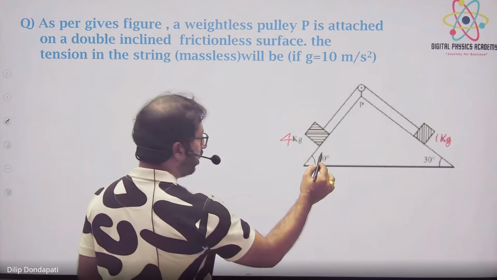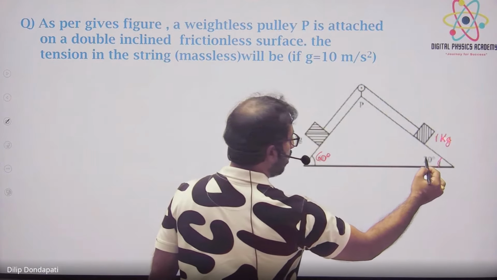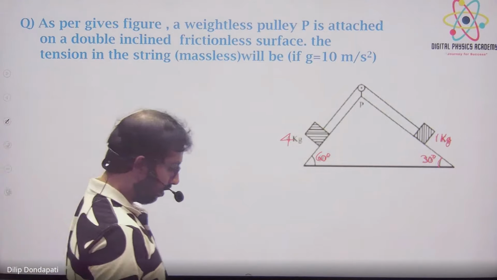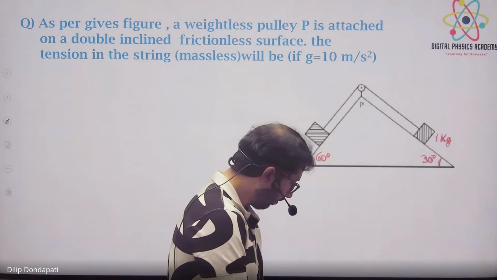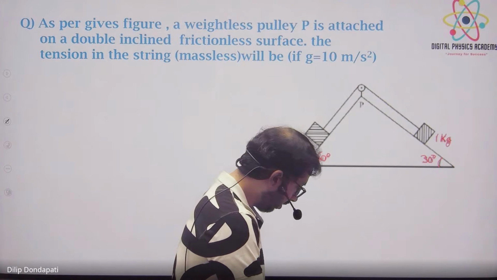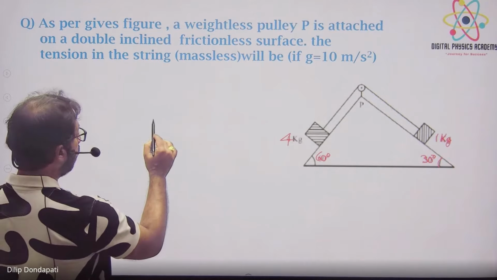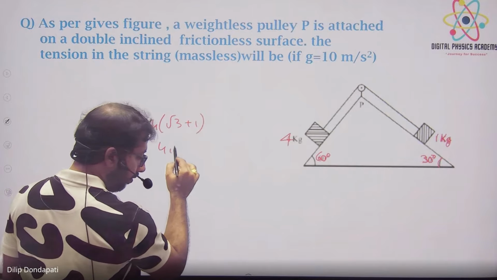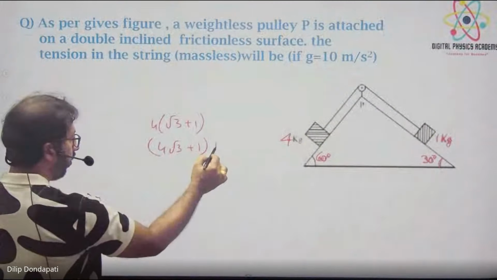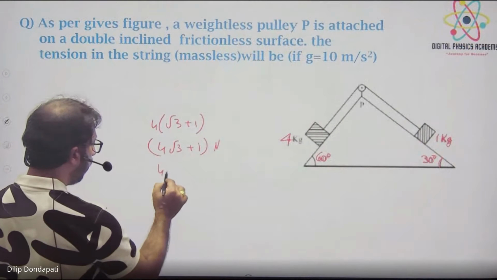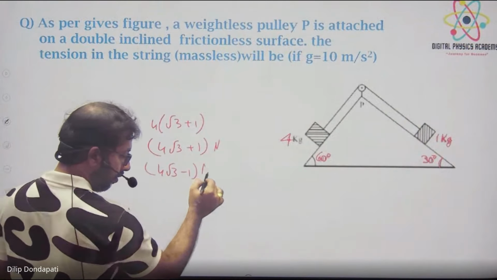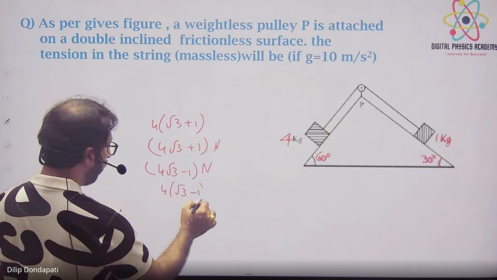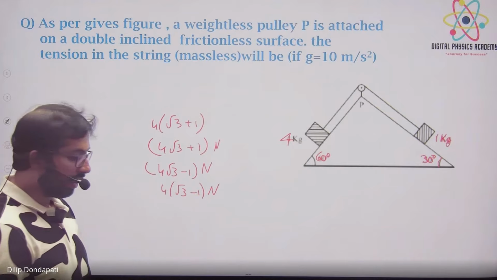Okay, this is 60 degrees. This is 30 degrees. They both are inclined planes. He's asking find the tension in the string. I'll give you options. Find the tension in the string.